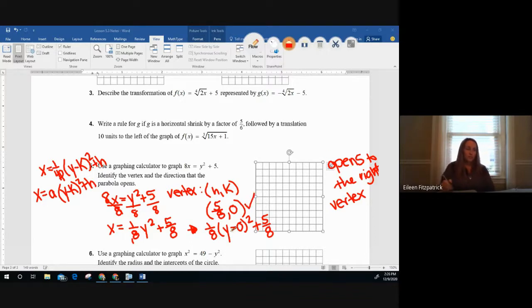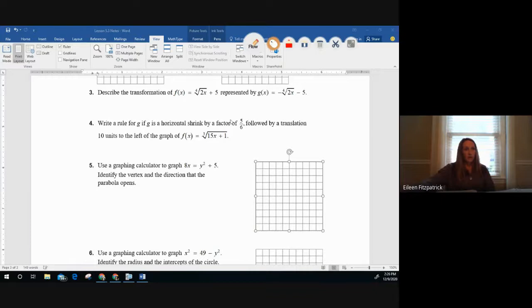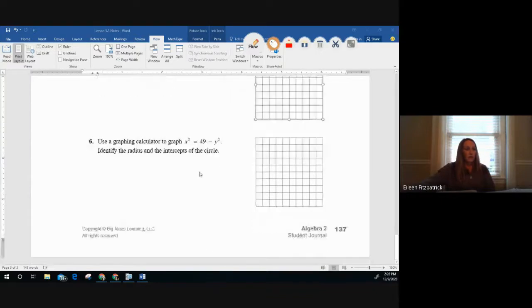All right, so I'm going to sketch the parabola. You can do that on your own, but that's how you'd approach that problem. Okay, the next one: use a graphing calculator to graph x squared equals 49 minus y squared. Identify the radius and intercepts of the circle.